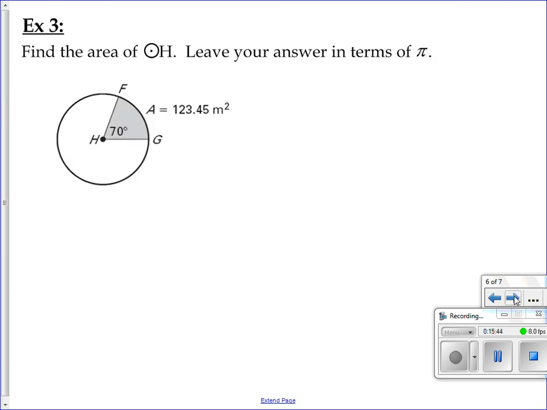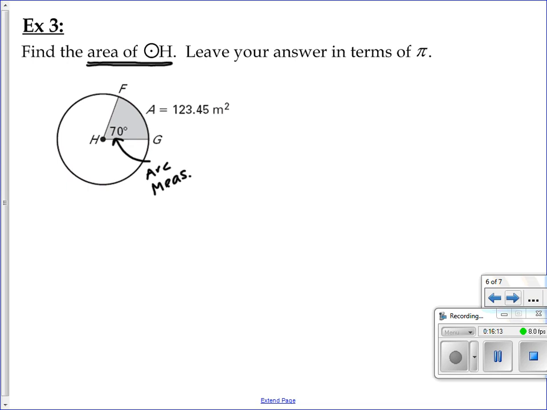All right, let's do a few more. So example 3, this one's a little different because it says find the area of circle H, not the area of the sector. I want the area of the whole circle. And we're going to leave our answers in terms of pi. So if you look at what's been given, we have the arc measure, which is going to be the same as the central angle.